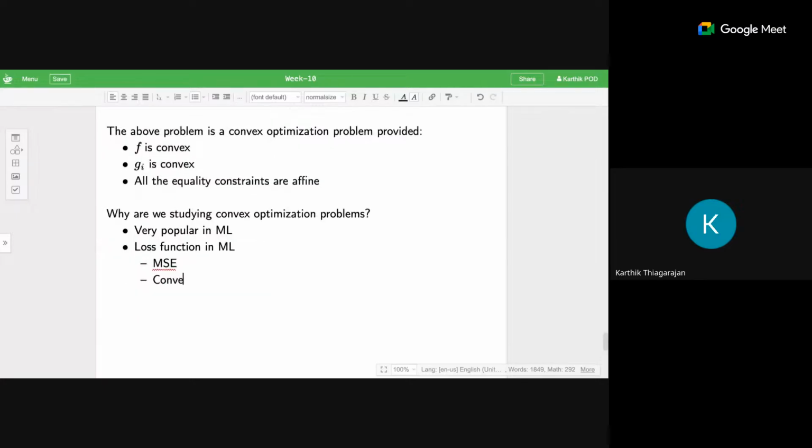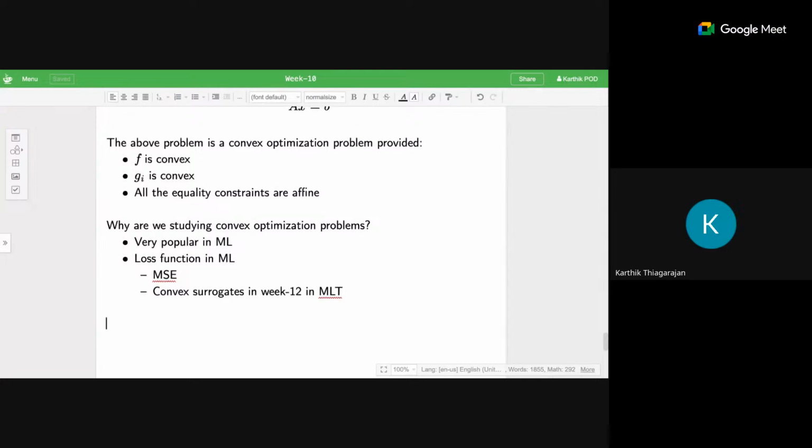There are what are called convex surrogates, which you will study in week 12 in MLT. Those who are doing MLT and MLF together might come across this, but if not, there is a special week devoted to convex surrogate loss functions, and you will see why convex functions are so important right at the end of the next course. But until then, you have to trust whatever we are saying when we say that convex optimization problems are widely used in ML.